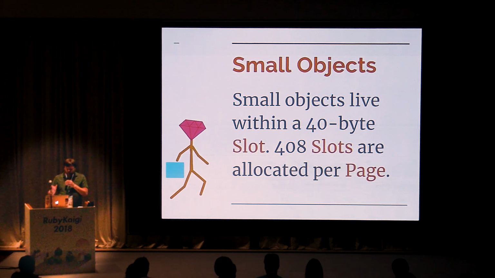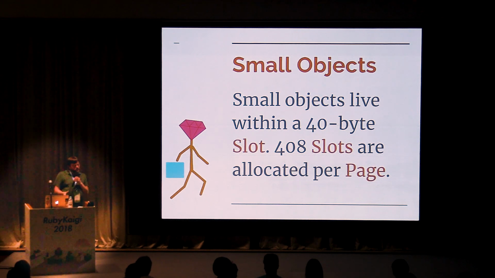Small objects fit inside a 40-byte slot. So when I said a 64-bit reference, that's 8 bytes. Tiny objects fit inside the 8-byte reference. Small objects fit inside a 40-byte slot. That's short strings, short arrays, small big decimal numbers, class instances with only a few instance variables. I can never remember if it's 2 or 3, but class instances with only a few. Those fit inside a slot.